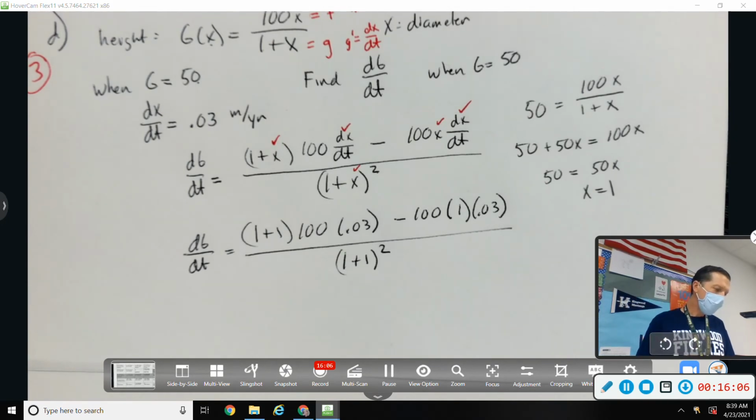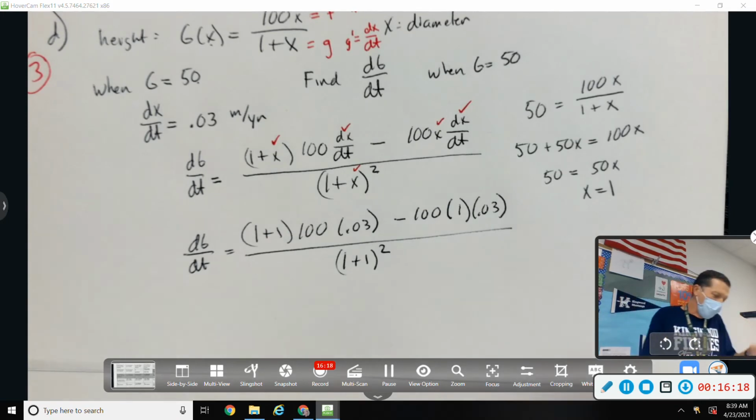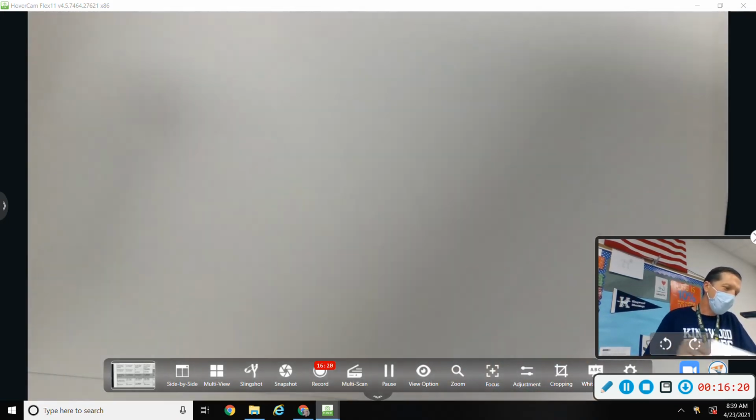So, again, 9 points on that problem. Could you get all 9? Nope. Maybe not. Could you get 5 of them or 6 of them? Hope so. Hope so.